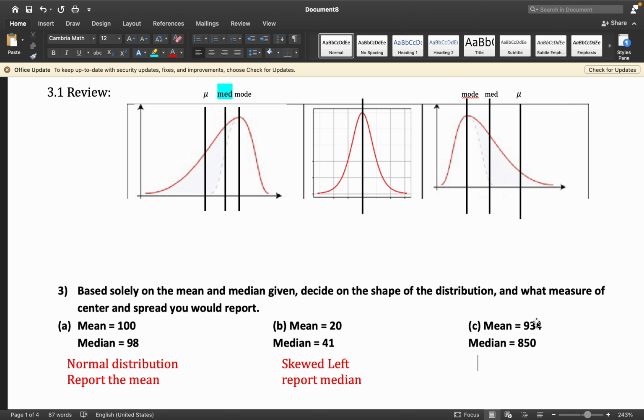And here, my mean is farther to the right than the median. It is much farther to the right than the median. Kind of looks like this right skewed graph. And if it's skewed, I should report the median as well, because the median is going to be more likely to match the true center of my normal distribution.